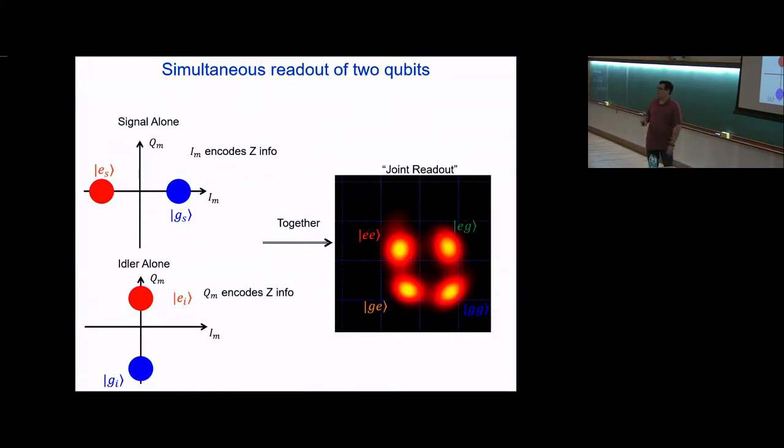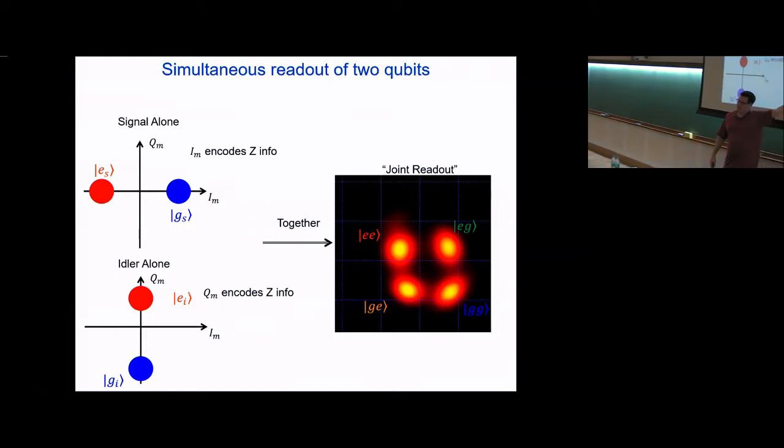Okay, it's not quite as perfect as what I showed you before, but you can very clearly see that if I just digitize this and draw lines between these, I will get a very high-fidelity single-shot readout of this joint information of these 2 qubits.